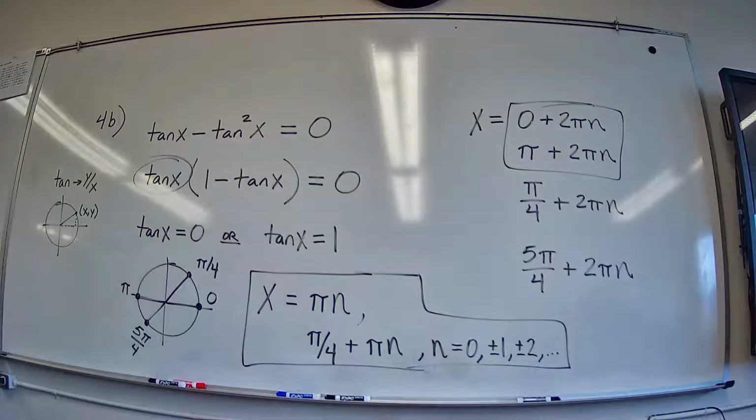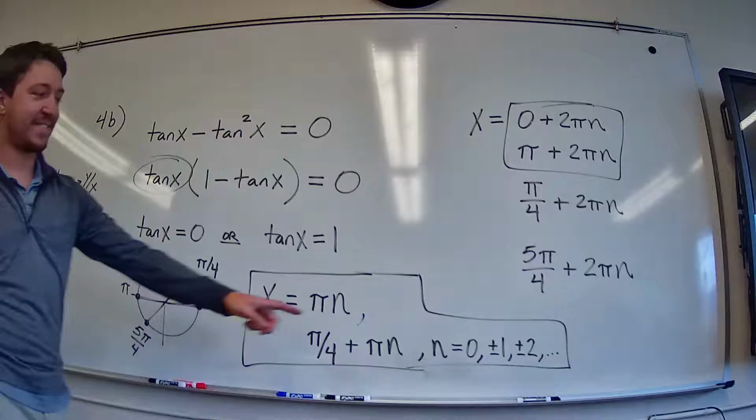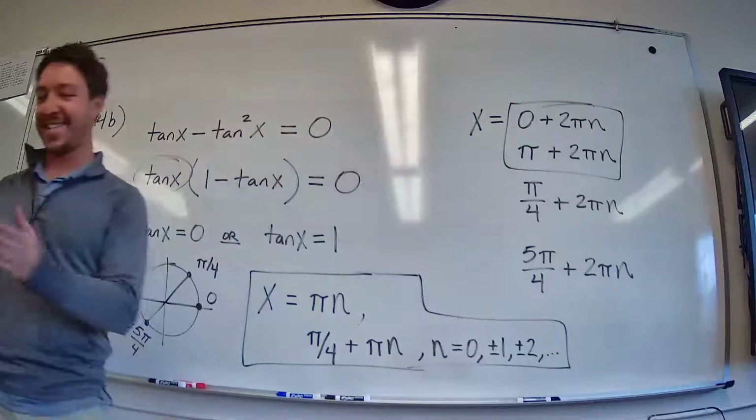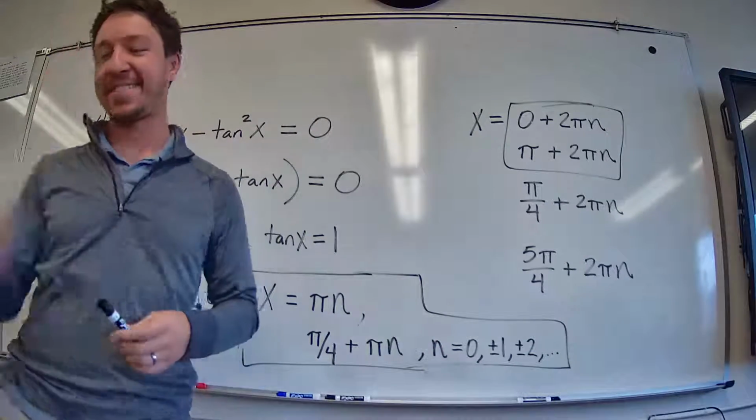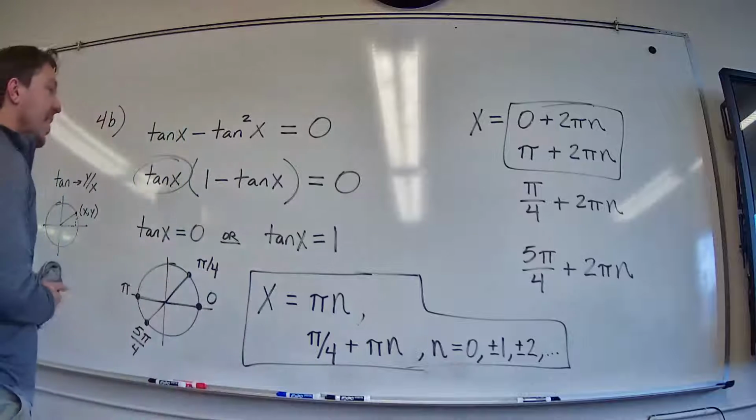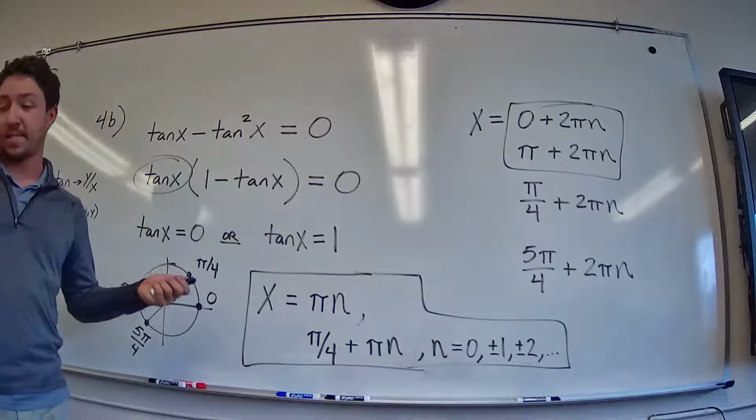Is there a shorter way to write this? Oh, never mind. No, I got it. n in Z. Fancy Z, that is. Fancy Z. Okay, you guys feel okay about this?